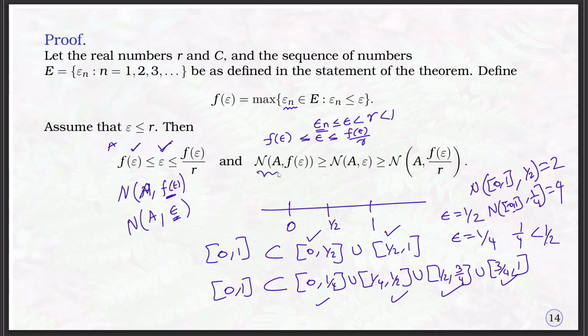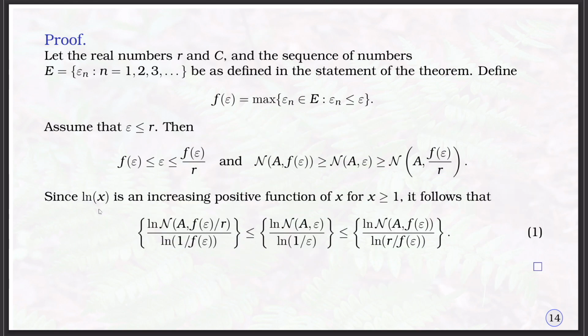Therefore, the number of boxes required to cover A with the radius f of epsilon is greater than the number of boxes required to cover A with the closed ball of radius epsilon. Similarly, this epsilon is less than or equal to f of epsilon by r. Therefore, the number of boxes required to cover A with this radius is greater than with this radius.